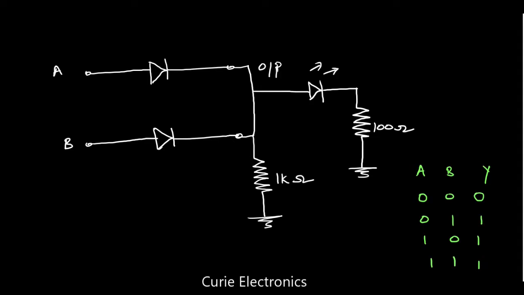Now in this circuit, what are we going to apply? We are operating it with a 5 volt supply. So here high equals 5 volt, low equals 0 volt. Now how does this circuit work? Let's see the working of this circuit. Let me copy these two.